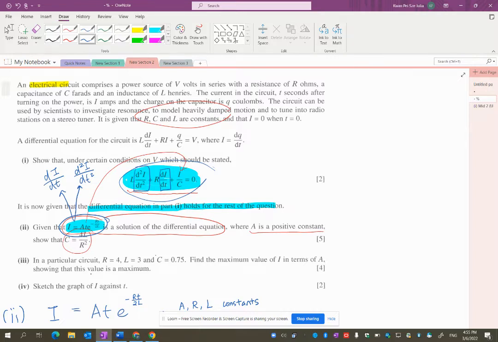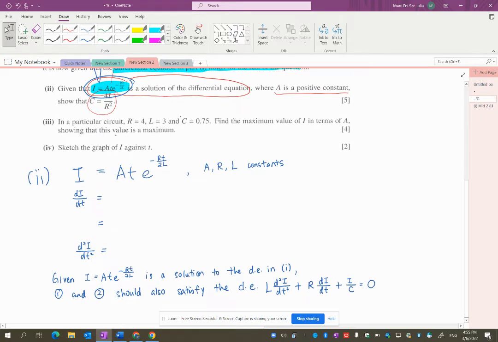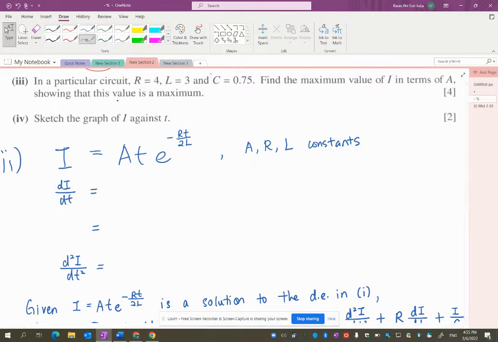Okay, so we're going to start with first differentiating I one time and then differentiate another time. So how do you differentiate? This is the issue, right? Be focused on what are the constants, what are the variables. In this case, t is the variable, and of course I is the variable. So basically, there are only two variables, I and t. A, R, and L are all constants. So you see this as a product of two terms, because these are products of two variables. At is a variable, e to the minus Rt over 2L is a variable because t is a variable.